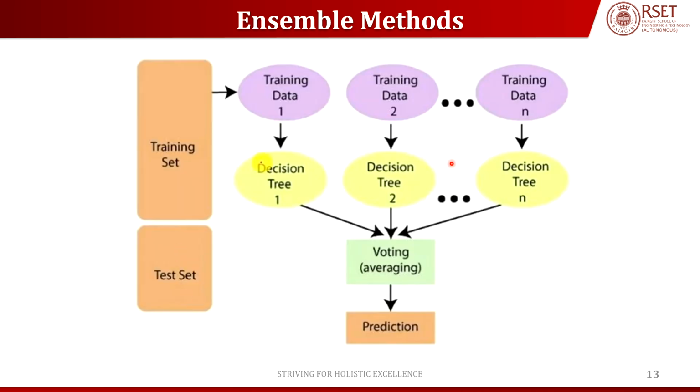This diagram shows the overall process of training a random forest. As you can see, we start with our main training set. From this, we create multiple training data subsets labeled here as 1, 2, and all the way to n. These are our bootstrap samples, and each subset is used to train a separate decision tree. Once all these trees are built, we use them to predict on our test set. We gather all the predictions from all the trees and then use voting or averaging to get our final single prediction.